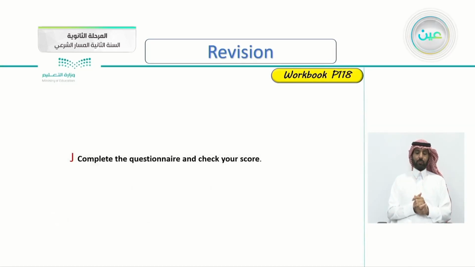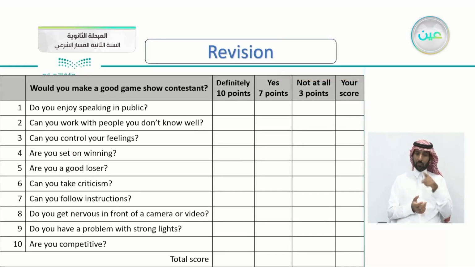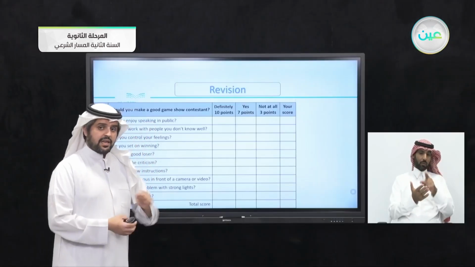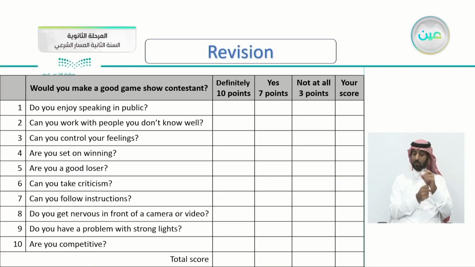So complete the questionnaire and check your score. This is a questionnaire. Would you make a good game show contestant? We have points here. Definitely, 10 points. Yes, 7 points. Not at all, 3 points. So this is a questionnaire here. Questionnaire meaning you have a list of questions that you have to answer and give yourself a score.